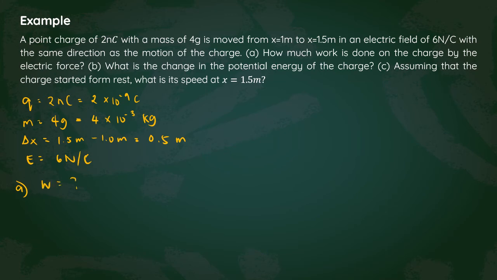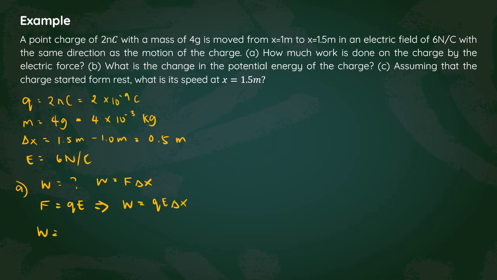So how much is the work done? Remember that work is equal to force times change in position, or force times change in x. And force in terms of electric field is equal to charge times electric field. So if force is equal to charge times electric field, then work will be equal to charge times electric field times change in x. So we substitute our values for that.